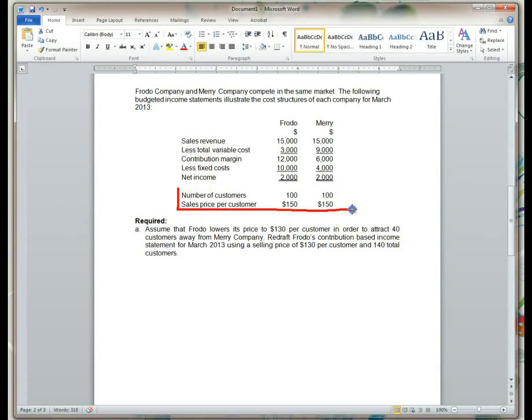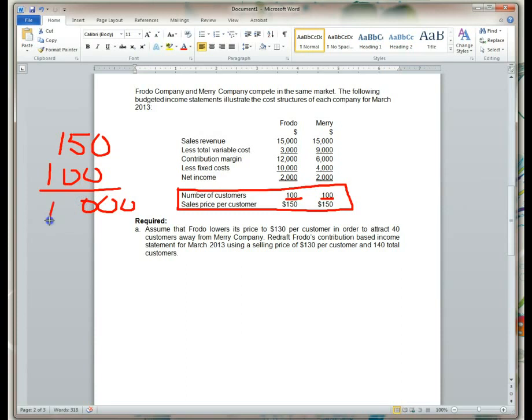Down here, we have some unit stuff. We have the number of customers. Frodo looks like he's got 100 customers. Mary also has 100 customers. And we have their sales price, which is $150. Just so you know how this works, if you get $150 per customer and you have 100 customers, if you're lucky, on a good day, you should have $15,000 in revenue, which is where that number comes from.